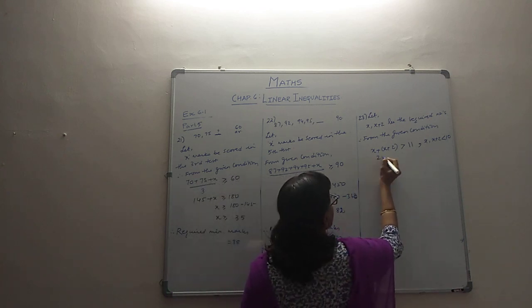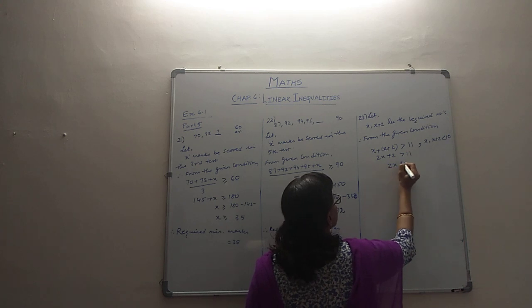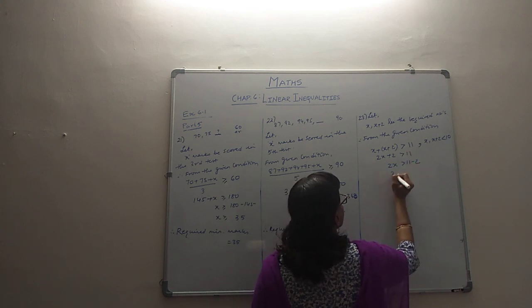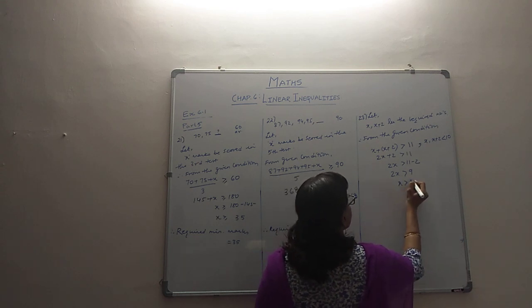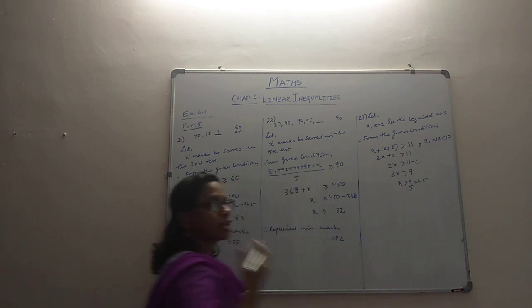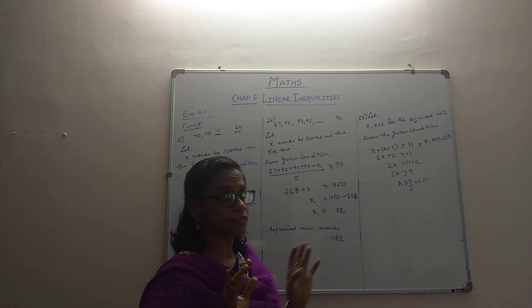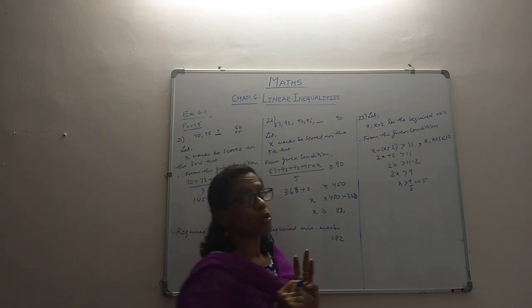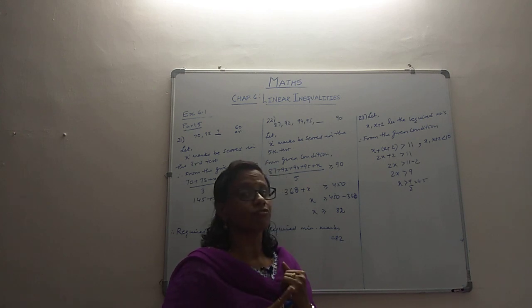Let's solve this. 2x plus 2 is greater than 11. The plus 2 will go there, 11 minus 2. 2x is greater than 9. x is greater than 9 by 2, which is 4.5. So x is every value after 4.5. We have to check both the conditions, whether they are satisfied or not. So, an odd positive integer after 4.5.